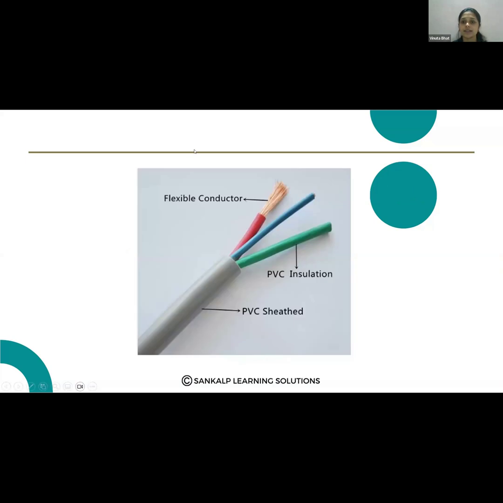So here you can see the wires. This is the conductor wire. It is a metal, made up of copper or any other metal. And you can see the colored PVC insulation around that wire.